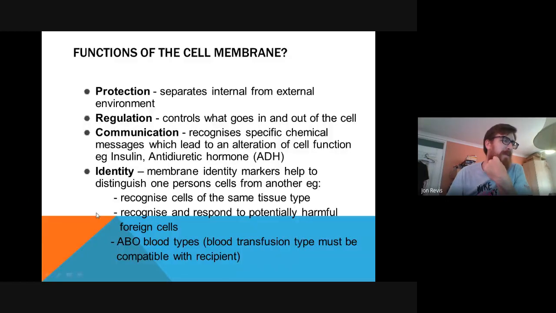It has particular markers on it that help to distinguish one person's cell from another, which is really clever. It also means it can respond to potentially harmful foreign cells. And with blood typing, obviously that's why we have to be compatible, because the body would recognize it as a harmful foreign cell if it wasn't the right type. It is a bit more complicated than that, because if you split the world, there's going to be people of all blood groups, and we're not all exactly the same in any other respect. So blood is only one component of that.